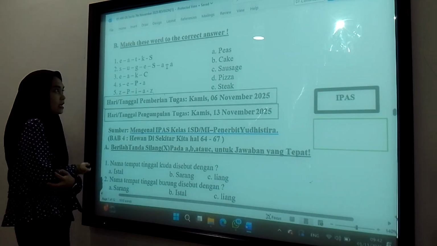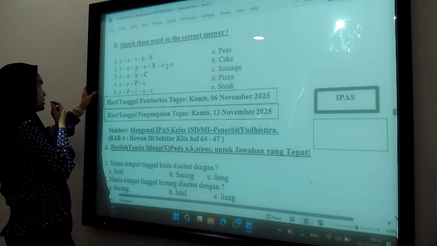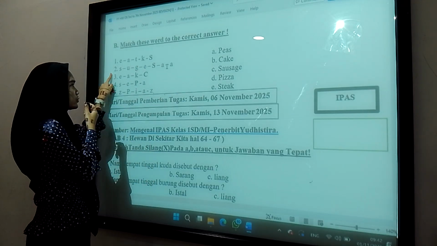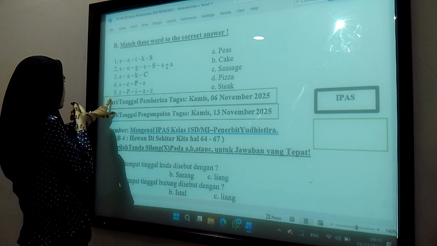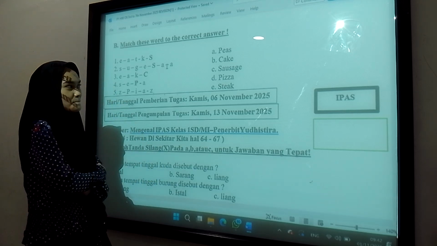So for this one, they change the incorrect letters to the correct letters. Like for number one, it is steak. Number two, sausage. Number three is cake. Number four is peas. Number five, it's pizza. Okay. Next we move to Matematika.